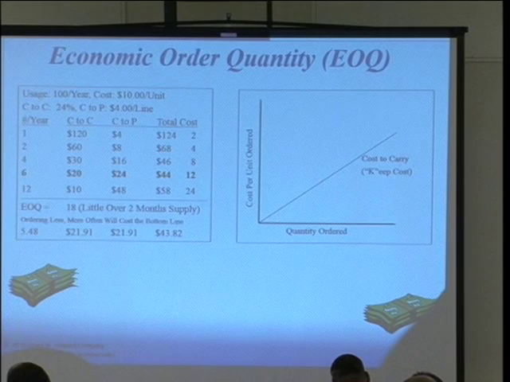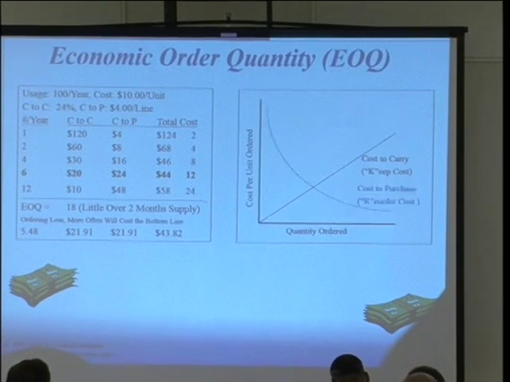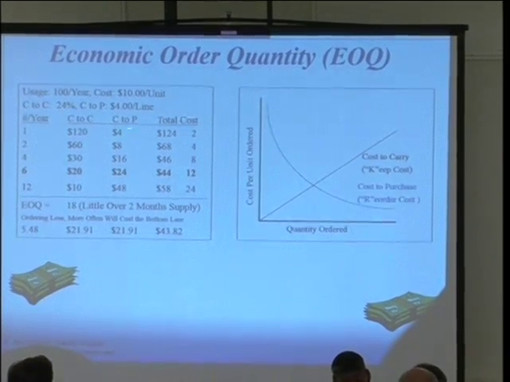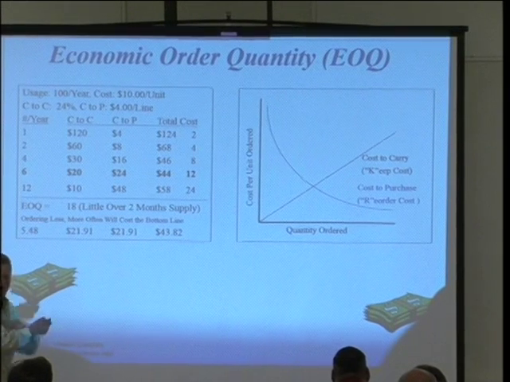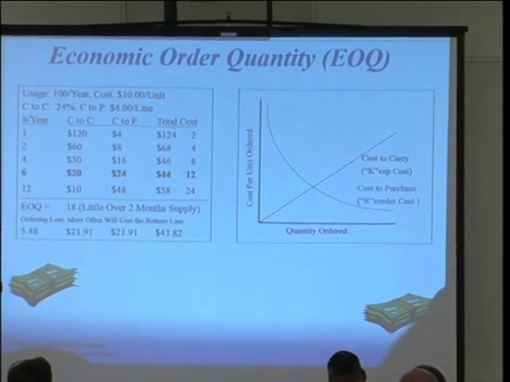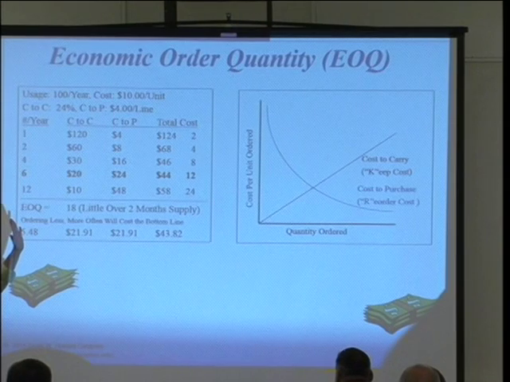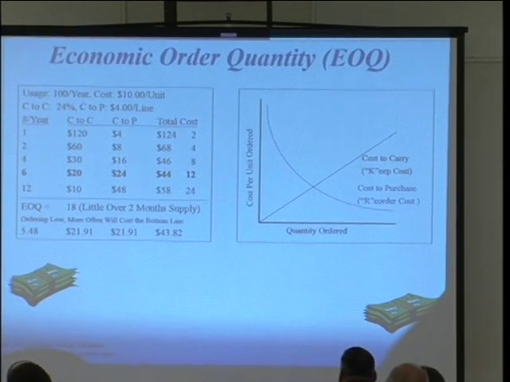Everyone there? Then we acknowledge cost of purchasing. Well, if I buy one and it's $4, I only buy one on that line, that's $4 cost of purchase. If I buy two on that same line, it was $4, whether I get one or two, now it's $2 each cost of purchase.